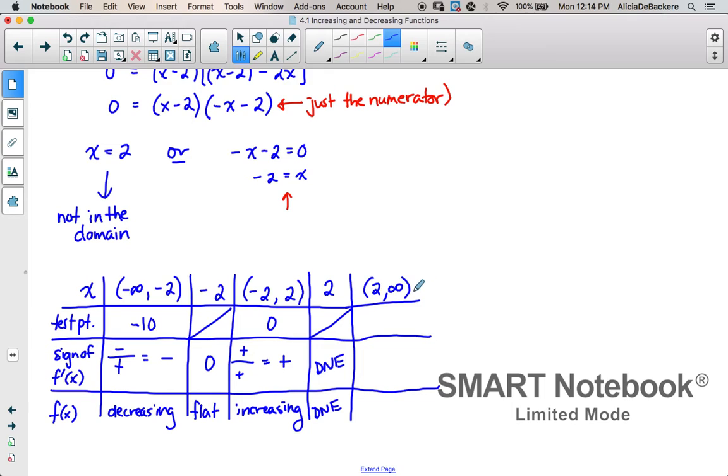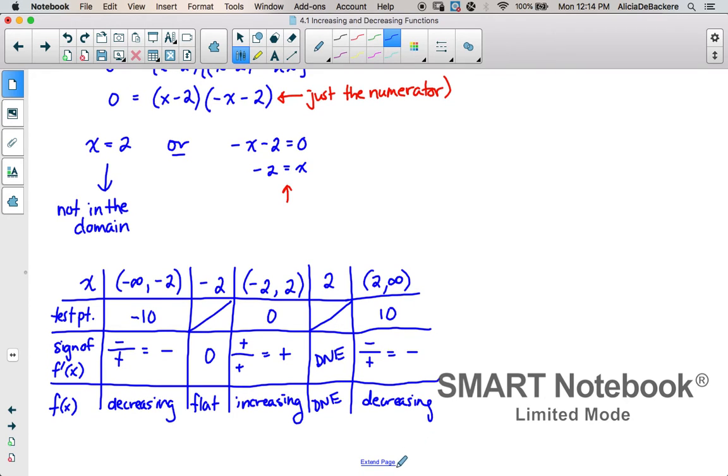Then moving on to our last interval, picking any number bigger than 2. So you could pick 3, you could pick 1,000, whatever you like. I'm going to plug 10 into just my numerator, and I get a positive number times, over here I'm going to get a negative number. So a positive times a negative gives me a negative, and again my denominator is always positive. And overall that gives me a negative answer. Again, that tells me that the derivative is negative, which means the slope of the tangent is negative, which means that the graph is decreasing.